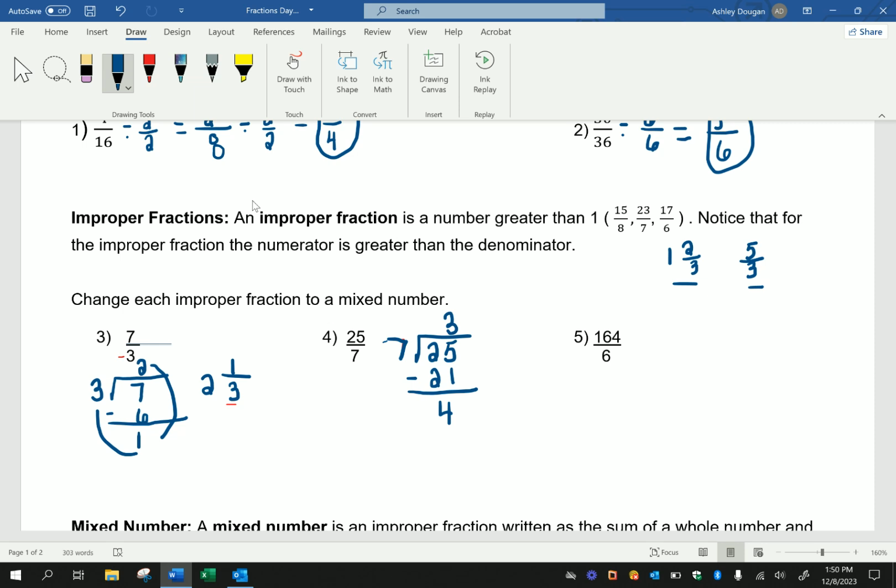And then I need to write this as a mixed number. So 3 is going to be my whole number. 4 is the numerator. And then 7 is my denominator. So 3 4/7, or 25/7. The denominators need to be the same. And then the same thing with number 5. I'm going to write out my long division.